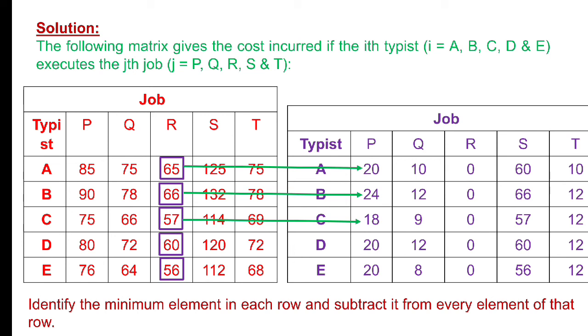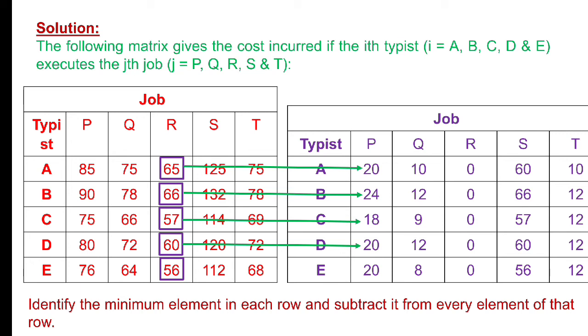Come to the next row. 80 minus 60 will get 20. 72 minus 60 will get 12. 60 minus 60 will get 0. 120 minus 60 will get 60. 72 minus 60 will get 12.